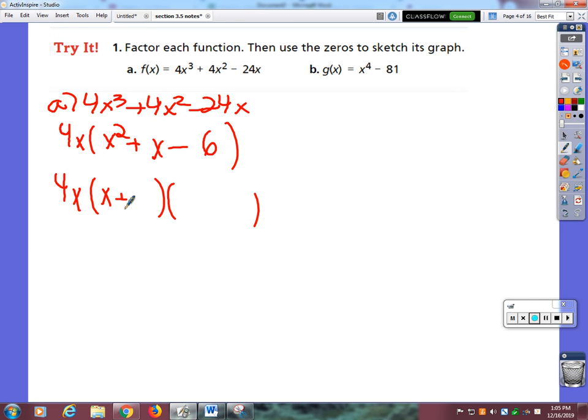So this is going to factor into x plus 3 times x minus 2, because 3 times negative 2 is negative 6 and 3 minus 2 is 1, right? Now we have all of the information that we need to sketch a graph. Where will this graph cross the x-axis? What are the zeros of this function? Negative 3 because of the x plus 3. 2 because of the x minus 2.